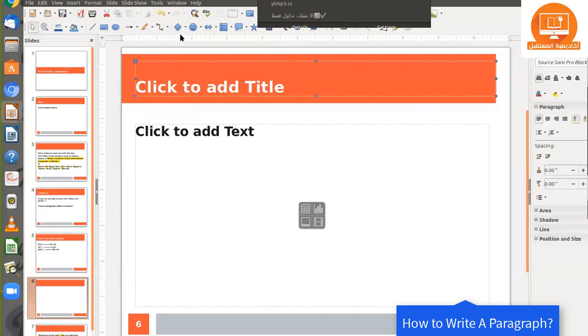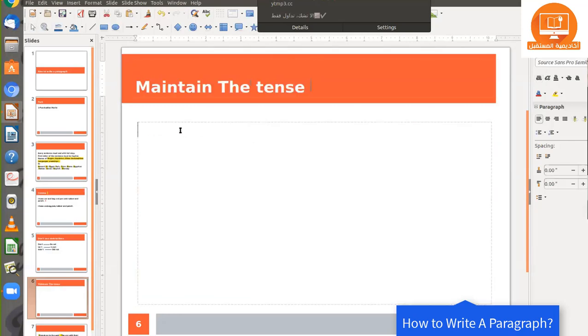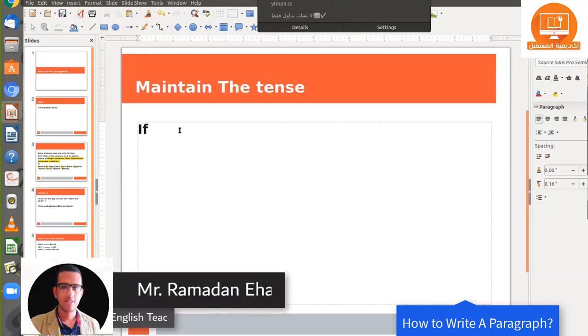Okay, again, please. If you want to write a paragraph, maintain the tense. What do you mean? Please don't mix up: not some present simple, some past simple, some present continuous, some past continuous. We should write all in the present simple or past, as you want, but please don't mix it up. Just one tense.